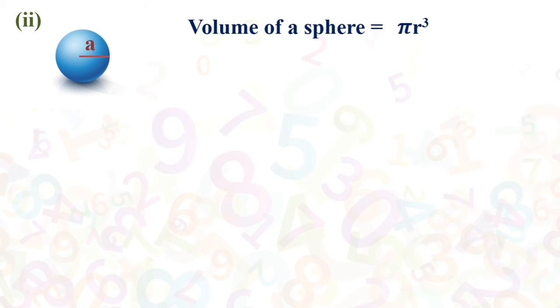Then for the second question, read the question properly and try to draw a figure. In here the radius is a, so identify the figure, that is a sphere. So I'm going to put the correct formula, find out the volume of a sphere, 4/3 pi r cubed, that is the correct formula. The third step is to substitute the values.